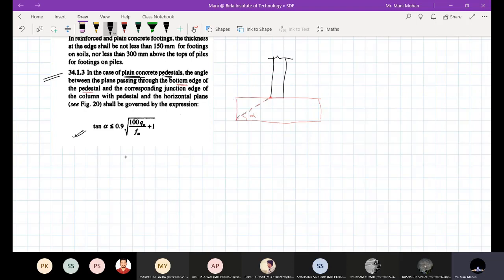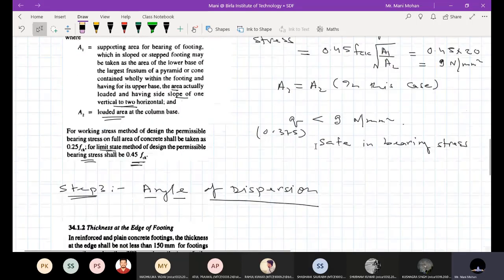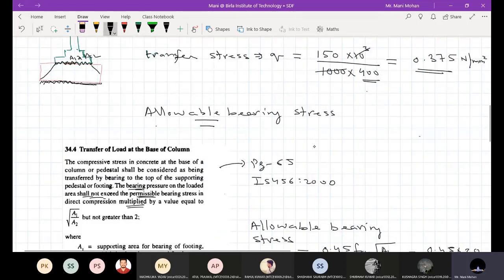So it is saying that tan alpha should be greater than or equal to 0.9 times the square root of 100 Q naught by FCK plus 1. So this condition has to be satisfied. Now, what is Q naught? Q naught we have already computed. That is the bearing pressure. This is what is called the transverse stress. Not bearing pressure, it is called the transverse stress, Q. So it is there in the code. If you look into it, we will come to it. So we have already computed Q.